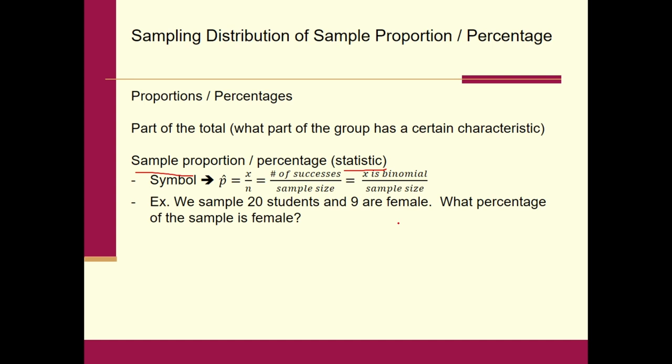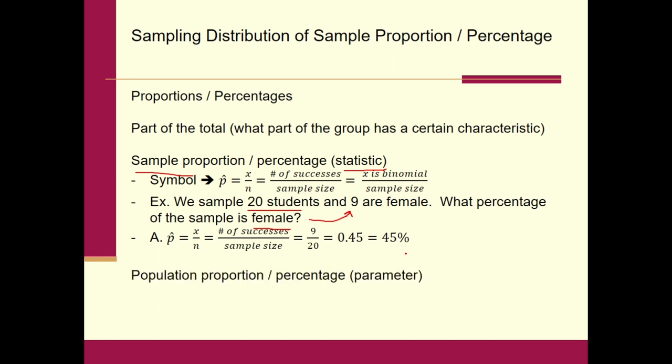So for example, we sample 20 students and 9 are female. What percentage of the sample is female? Well, what would be a success here? Success would be drawing a student and they are what? They are female. And how many did we get? 9. And so we have 9 over 20 because we looked at 20 students. All right. So we got 9 over 20, which is 0.45 or 45%. So a lot of times in the problems that we do in Chapter 8 and Chapter 9, we have to calculate P hat. So let's get used to doing that.